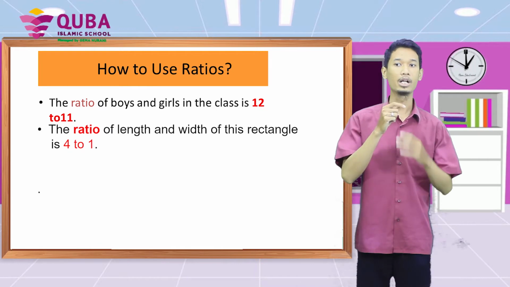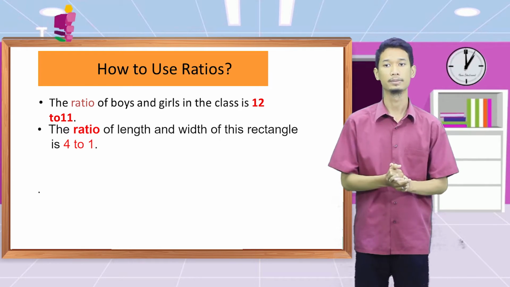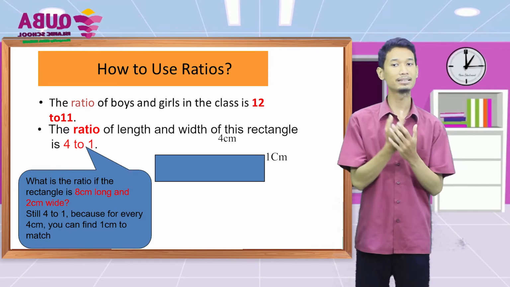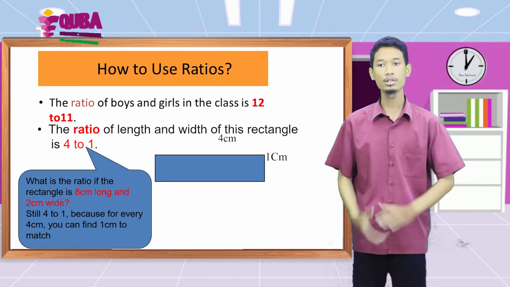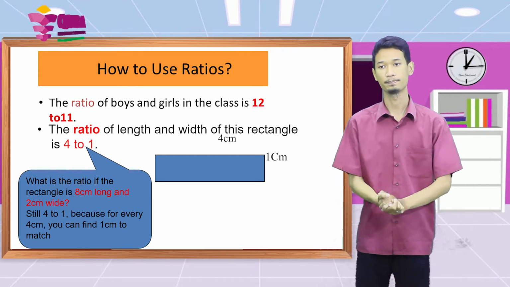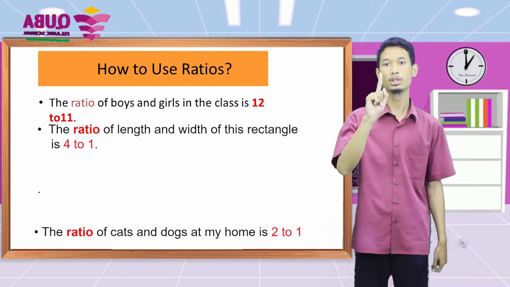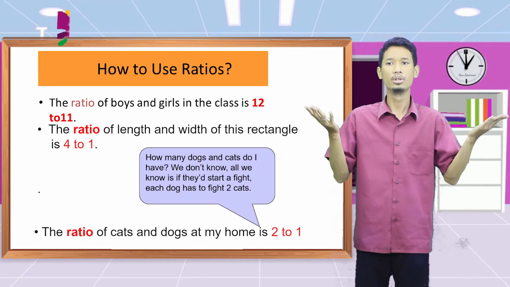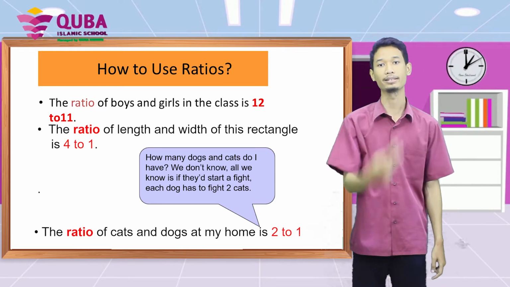The ratio of length and width of this rectangle is 4 to 1. 4 to 1 centimeter. What is the ratio if the rectangle is 8 centimeter long and 2 centimeter wide? Still 4 to 1. Because for every 4 centimeter, you can find 1 centimeter to match. The ratio of cats and dogs at my home is 2 to 1. How many dogs and cats do I have? We don't know. All we know is if they start a fight, each dog has to fight 2 cats.